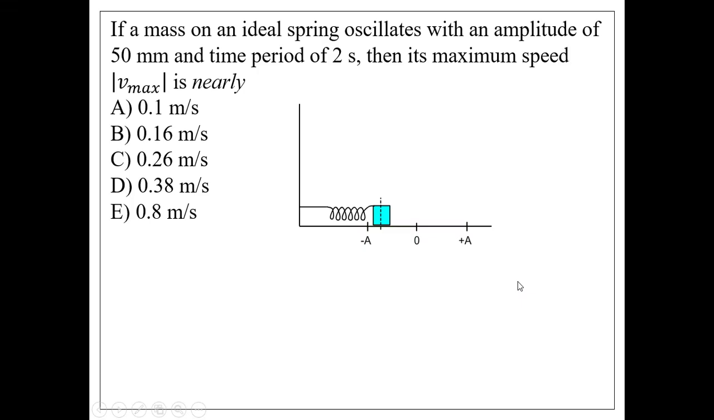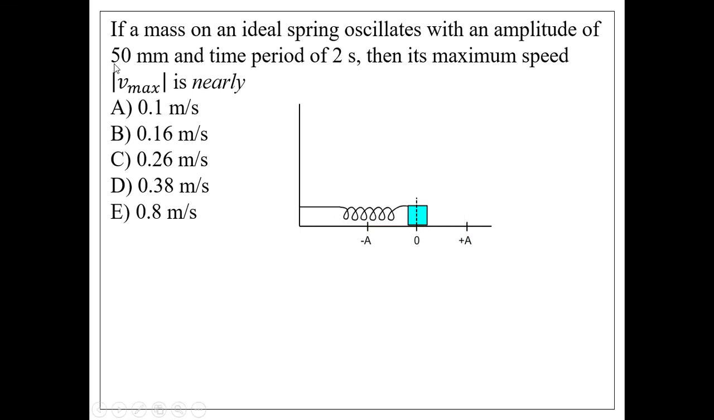So hopefully by now you understand that when the spring is stretched to the right or compressed to the left, once you let it go, all of that potential energy stored in the spring will be converted to KE, and that happens at equilibrium where x equals 0. Okay, so let's go ahead and crack this out.